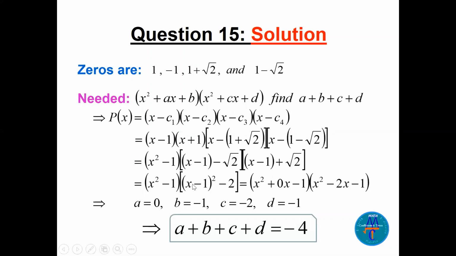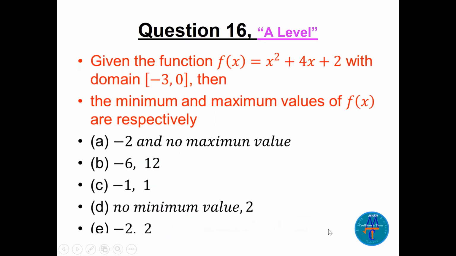This one, x squared minus 2x plus 1 there, and minus 2 becomes minus 1. So here a is 0, b is minus 1, c is minus 2, and d is minus 1. When you add, you get minus 4.